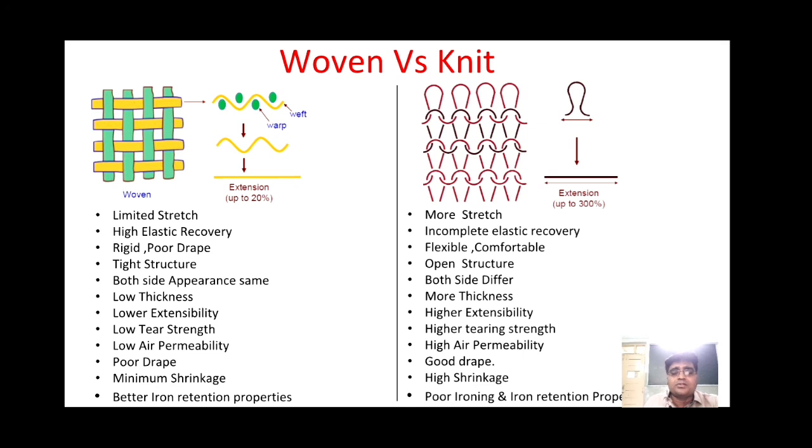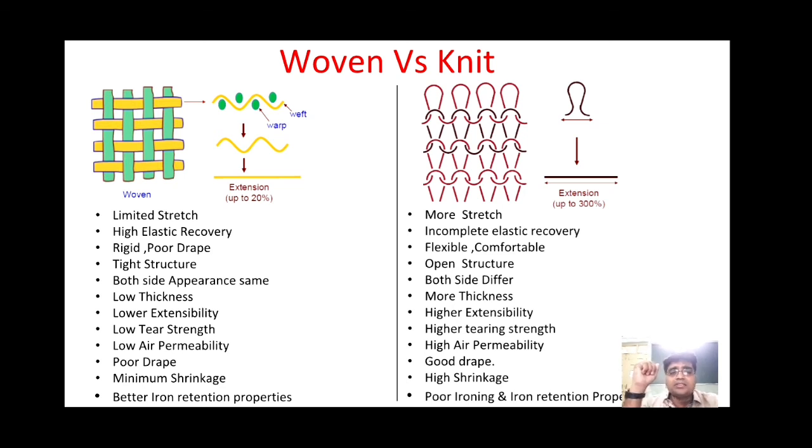Or you can say in other words, drape is the ability of the fabric to fall down under its own weight. So the drape of woven fabric is very poor, whereas the drape of knitted fabric is very good, so it has shape-fitting properties. Details of the drape concept we are going to learn in the textile testing subject.